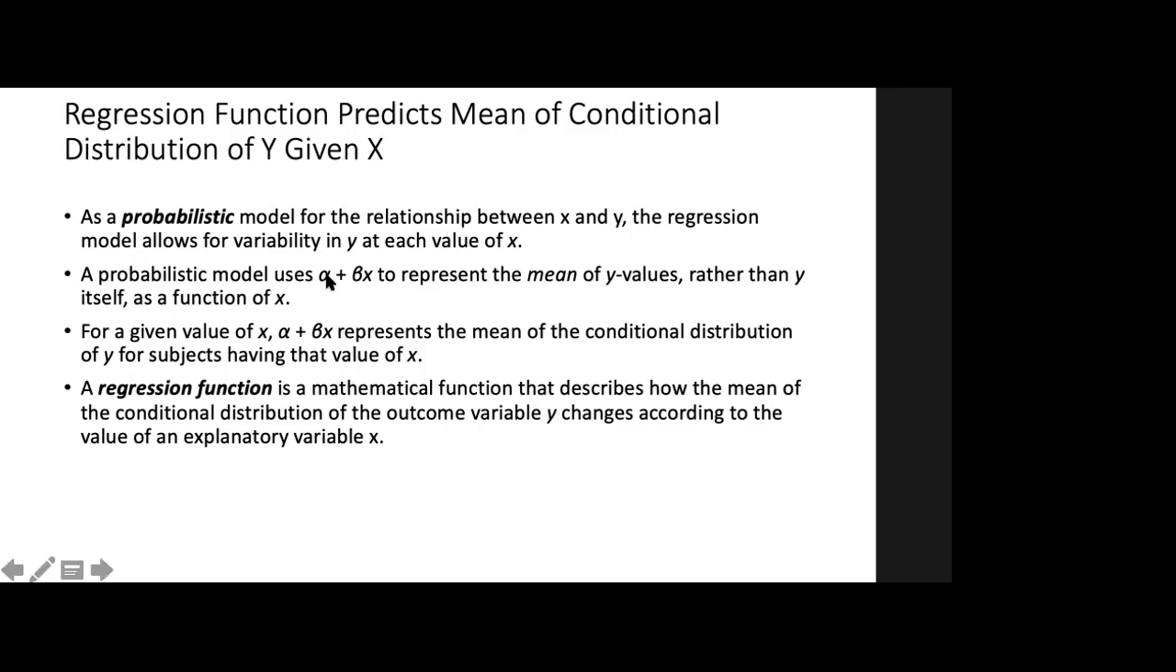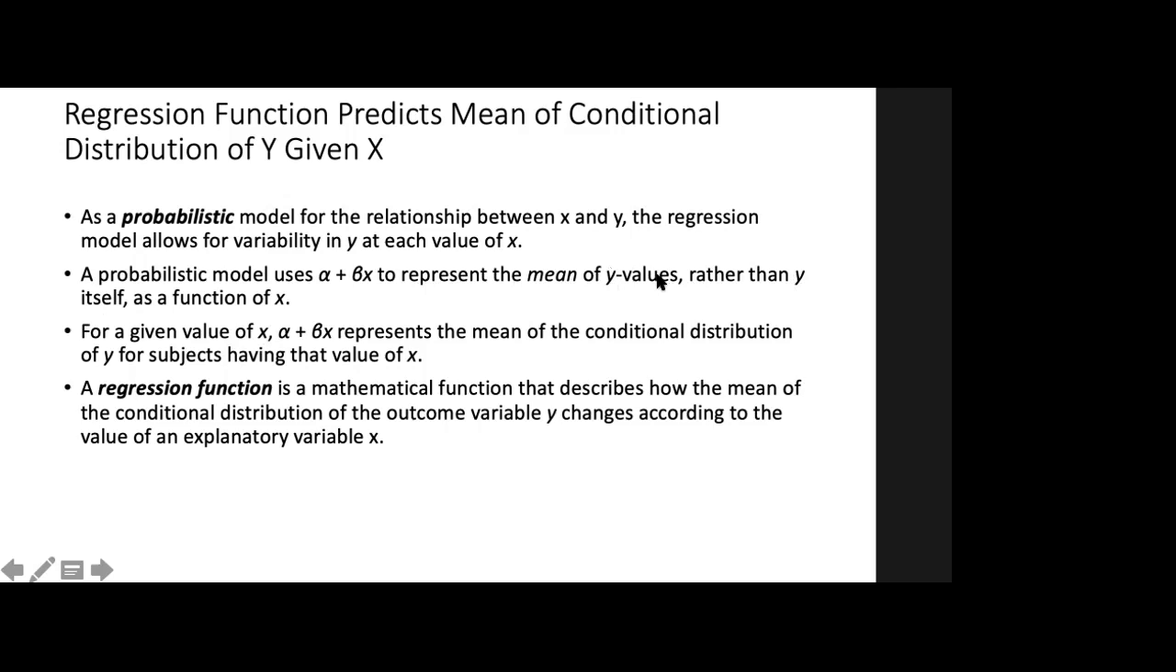And here I'm using this different form, like in the textbook, where I denote the intercept as alpha and the slope as beta. So the probabilistic model represents the mean of the y value. So that's what we're actually predicting, right? We're predicting the mean of this distribution of y values around our predicted value, rather than the outcome variable y itself.